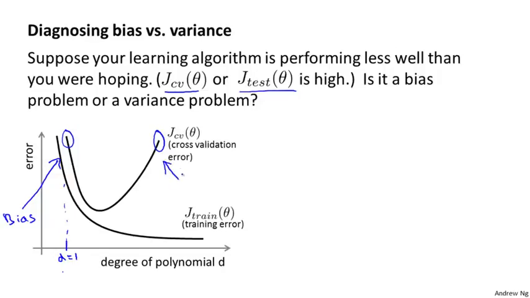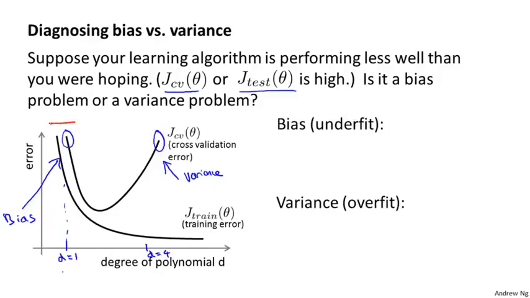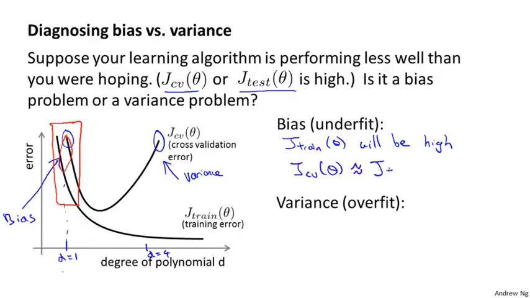Whereas in contrast, this regime corresponds to a high variance problem. That is, if d, the degree of polynomial, was too large for the data set that we have. And this figure gives us a clue for how to distinguish between these two cases. Concretely, for the high bias case, that is the case of underfitting, what we find is that both the cross-validation error and the training error are going to be high. So if your algorithm is suffering from a bias problem, the training set error will be high, and you might find that the cross-validation error will also be high. It might be close, maybe just slightly higher than the training error. And so if you see this combination, that's a sign that your algorithm may be suffering from high bias.